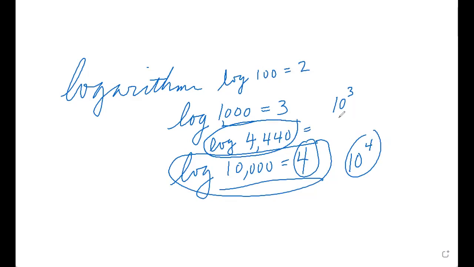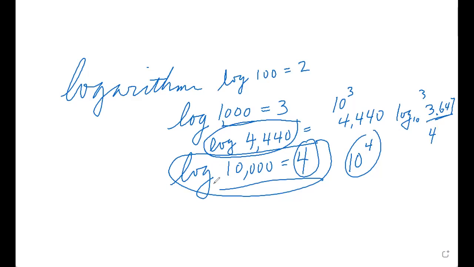You can actually type in calculator 4,440 and press the log function, and it'll give you a number. I think it's 3.647. That makes sense, right? That's kind of between 3 and 4. So if you have a log, you can always get the answer from your calculator.